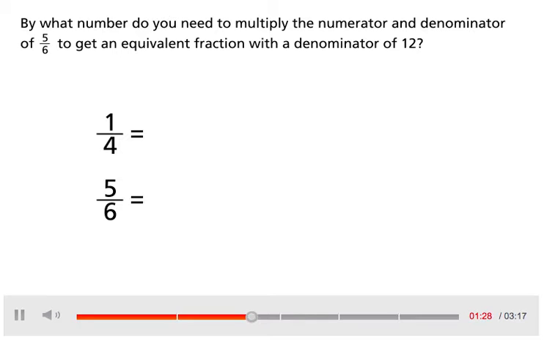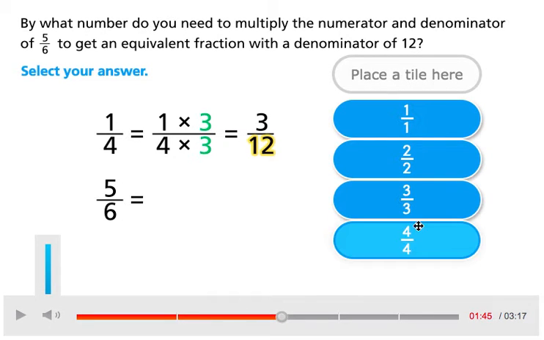1/4 equals the quantity 1 times 3 divided by the quantity 4 times 3. So 1/4 equals 3/12. By what number do you need to multiply the numerator and denominator of 5/6 to get an equivalent fraction with a denominator of 12? Select your answer.